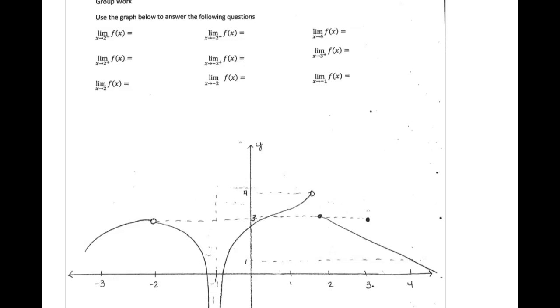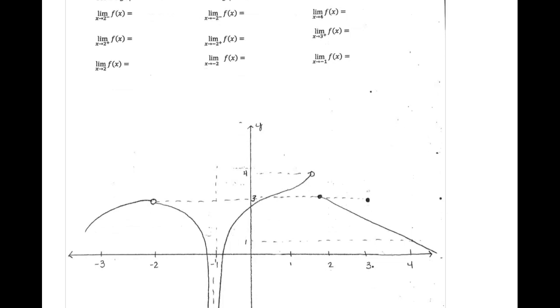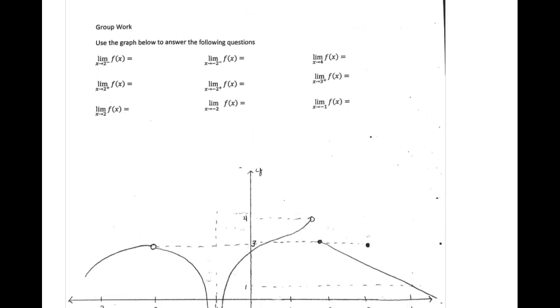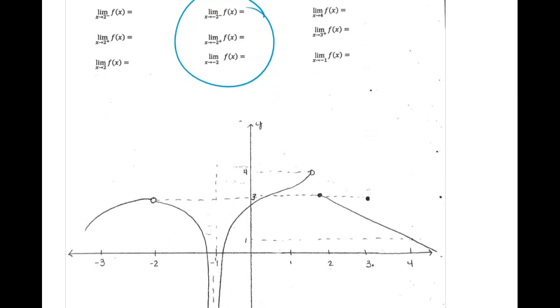So the limit as x goes to -2 from the left. So we're right here. The limit as x goes to -2 from the left, we're approaching, looks like the y value is 3. What if we approach it from the right? Approaching, oh, it's still 3. So the limit as x approaches -2, since both sides meet, they're both the same, is 3.